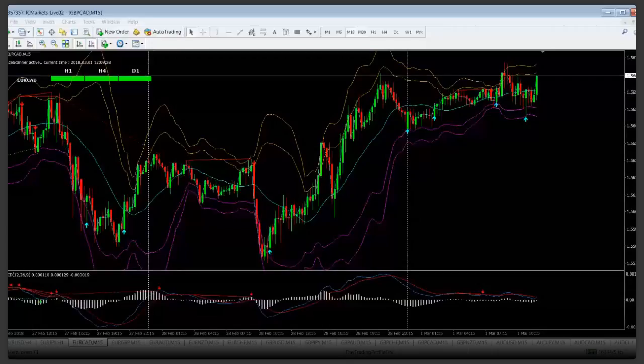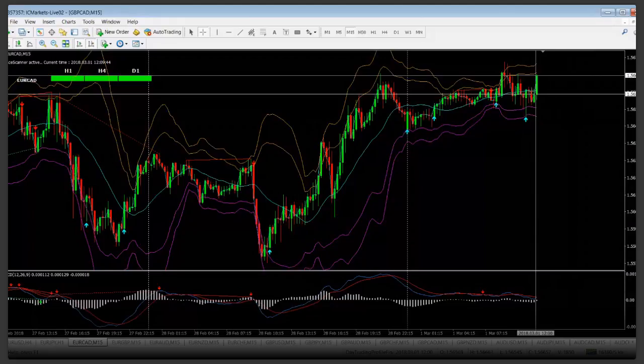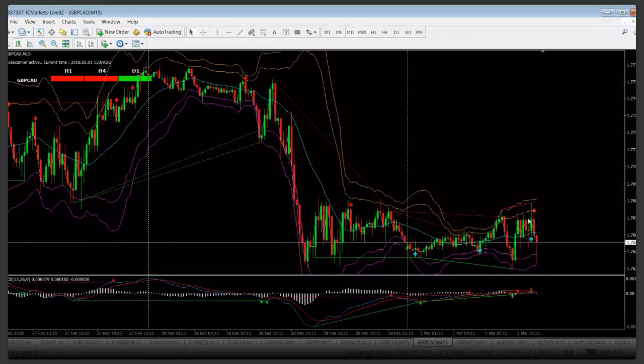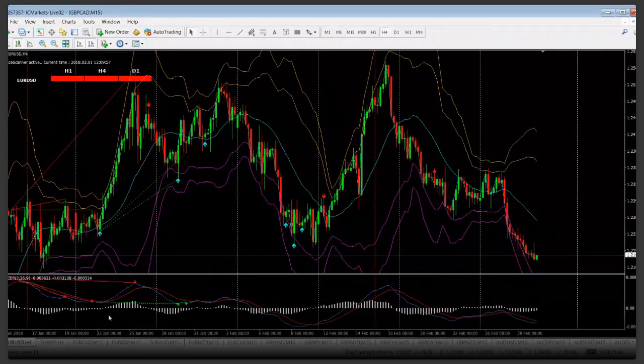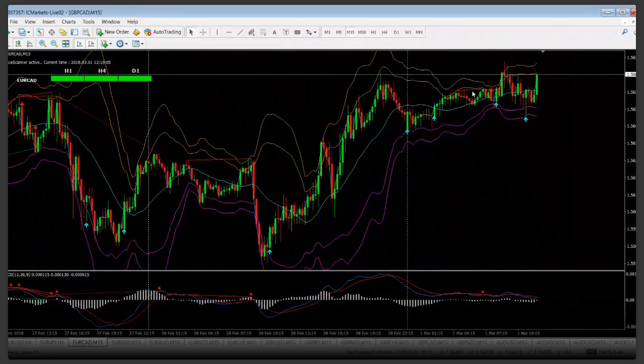Look at that, the EuroCAD popping up nicely off that signal. British pound CAD, again, we're 12 pips out there. EuroCAD flying up there. We have a ticket out there. We got 6 pips in that. So 28 pips so far today for our total.